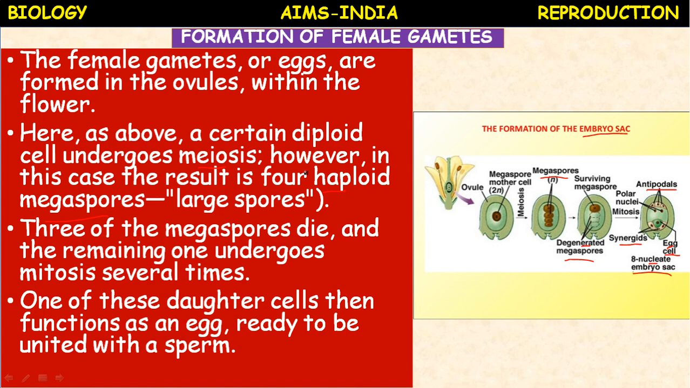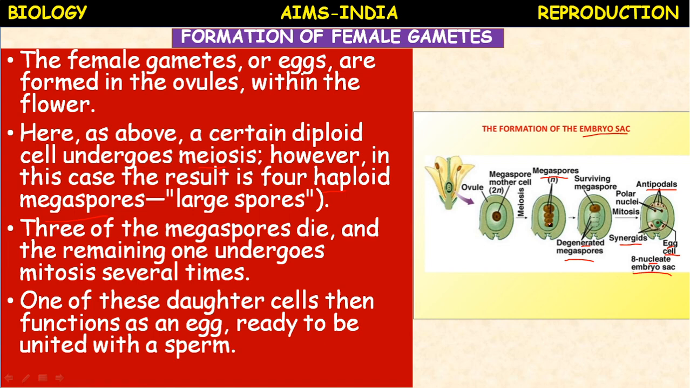Okay, in the micropylar region of the nucellus, a single megaspore mother cell undergoes meiosis to form 4 haploid megaspores. Here it is clearly mentioned. It undergoes meiosis and produces 4 megaspores which are haploid.